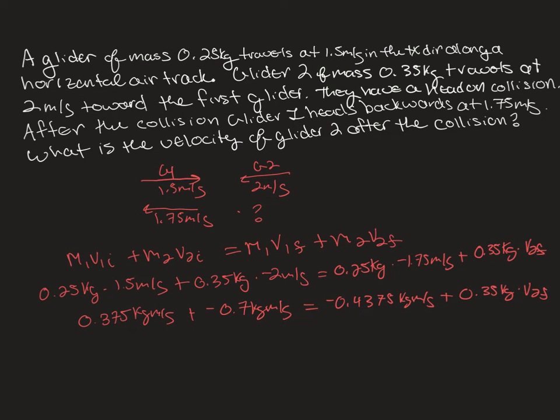So now I need to add the terms of my left side of the equation. So 0.375 plus a negative 0.7. So that's going to be a negative 0.325 kilogram meter per second.